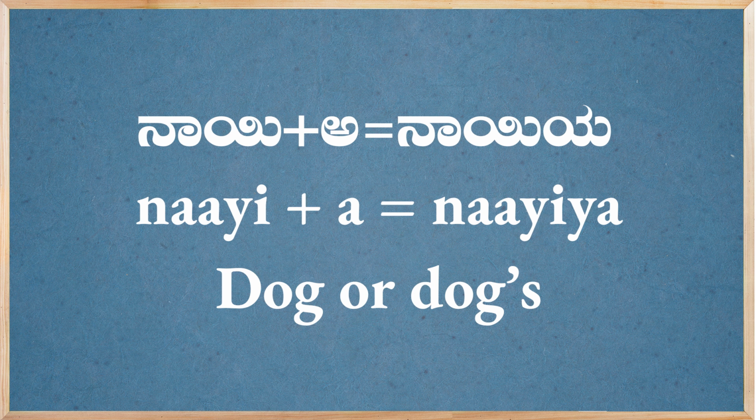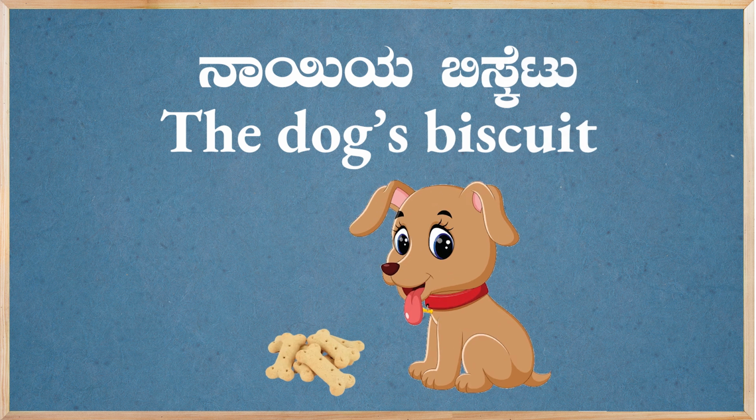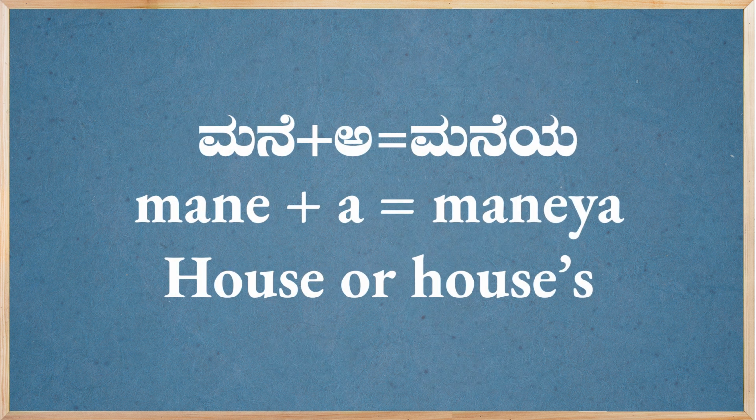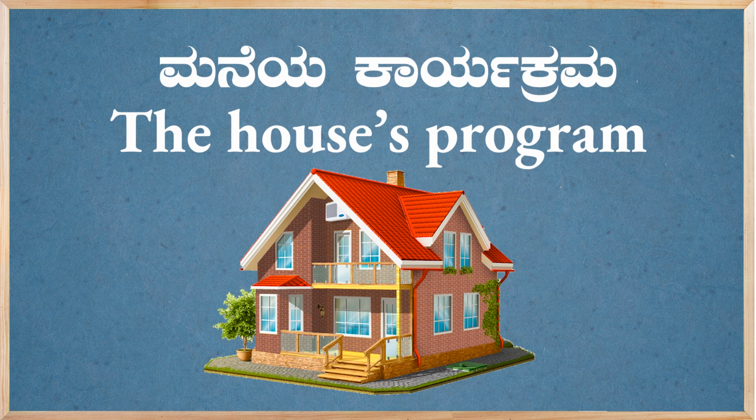Naiya, which means of dog or dogs. For example, Naiya biscuitu, the dog's biscuit. Mane plus a becomes Maneya. Maneya, which means of the house or houses. For example, Maneya karyakrama, the house's program.